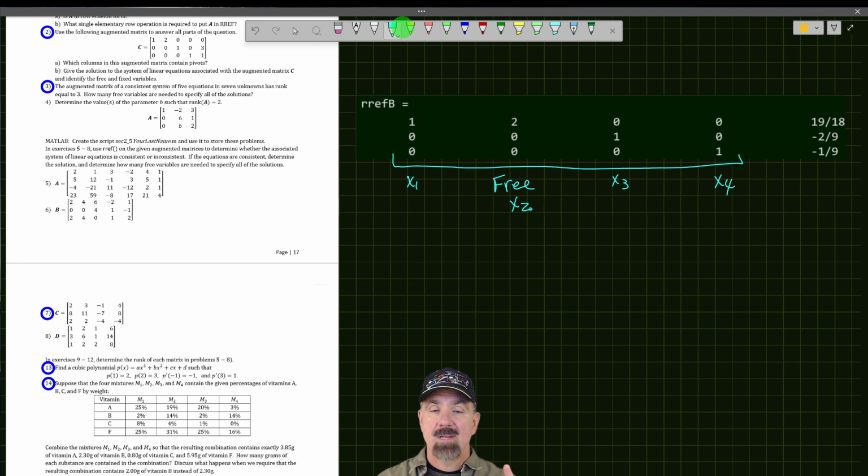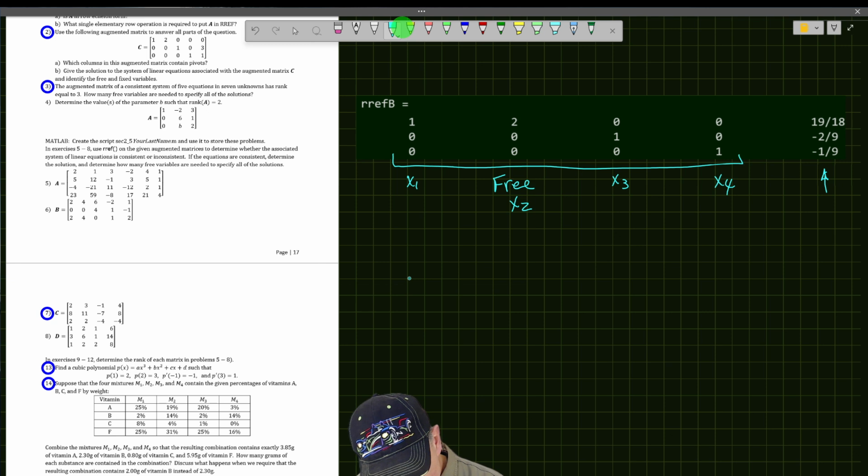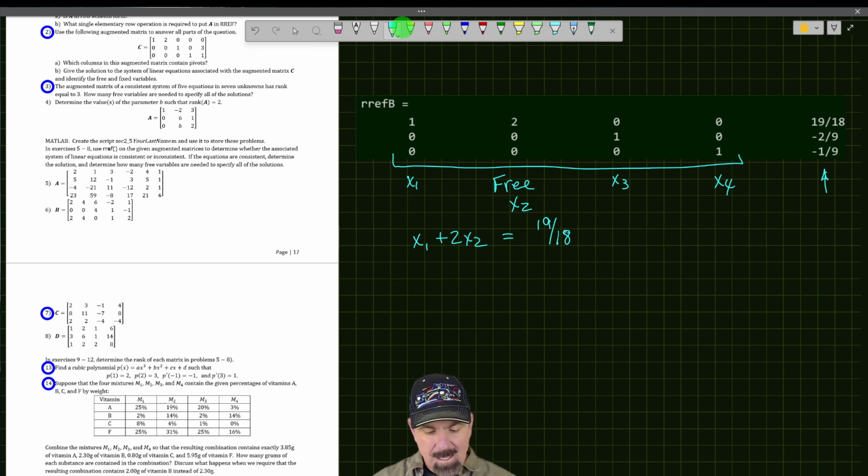And remember, we determine that based upon pivot columns and not pivot columns. And then finally, we have the constants. This is the modification to our right-hand side vector from the Gauss-Jordan elimination. So let's write down our first equation. Our first equation says that x1 plus 2x2 is equal to 19/18. Right? And then our next equation says that x3 is equal to -2/9. And the last equation says x4 is equal to -1/9.